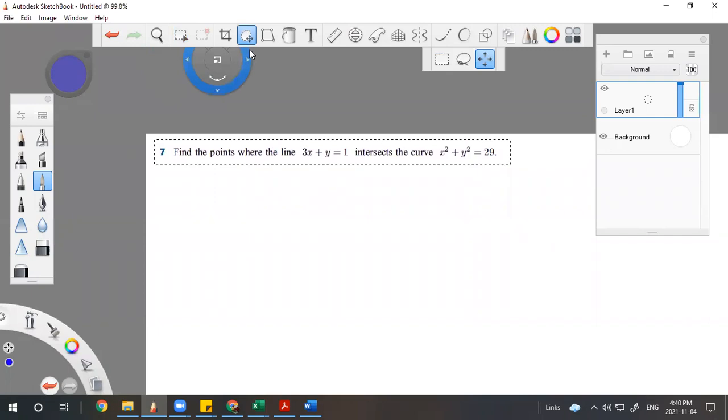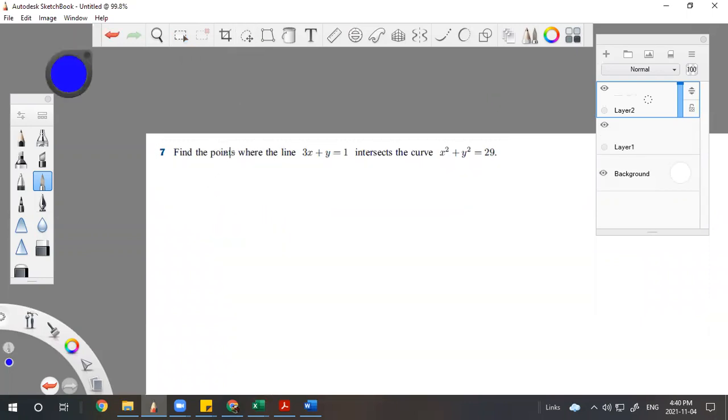So for question 7, what you need to do is rewrite the equations: 3x plus y equals 1, and x squared plus y squared equals 29. So how can you solve this?